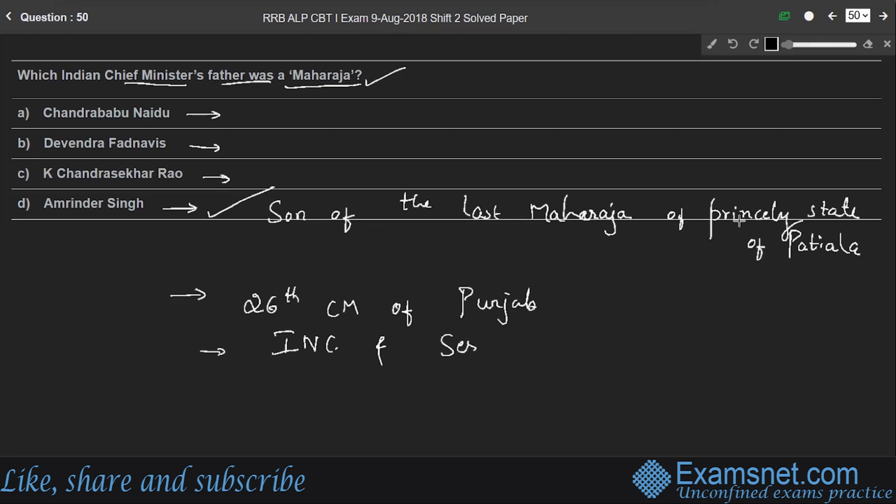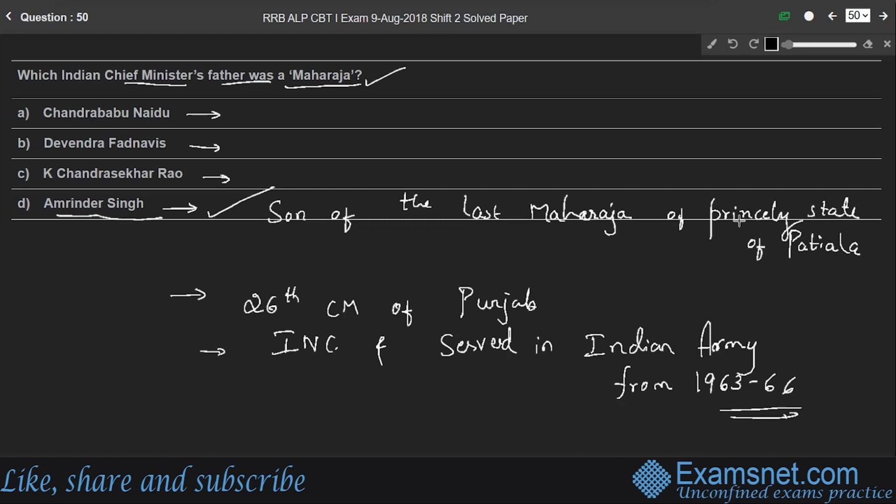So served in Indian Army from 1963 to 66. Therefore, here for the given question, so Captain Amarinder Singh's father was a Maharaja, right? Option D is the right answer.